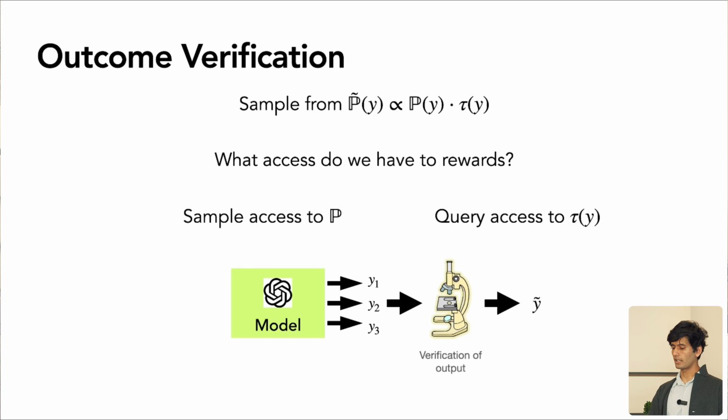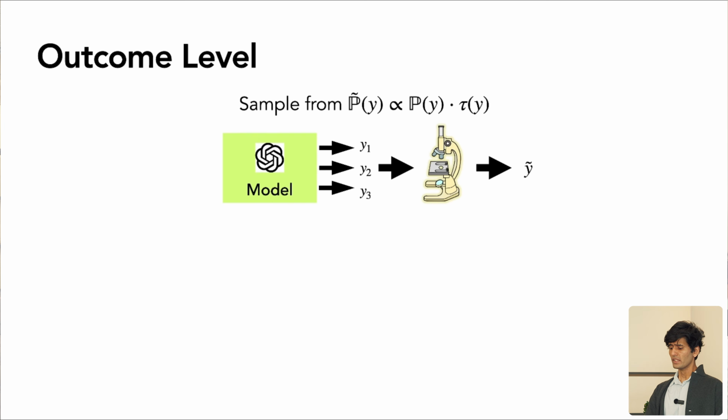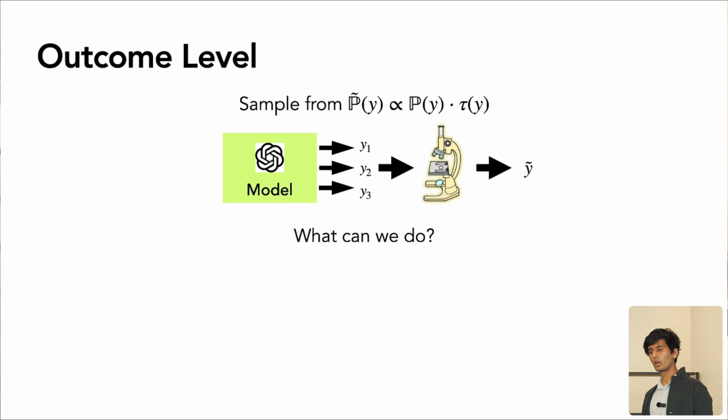Right? So this is the setup of what I'm referring to as outcome verification. This is maybe the simplest framework where you can work towards finding solutions to these inference time problems. Okay, so what is the algorithmic solution that one would naturally think about if this was the only access that you had to the models?